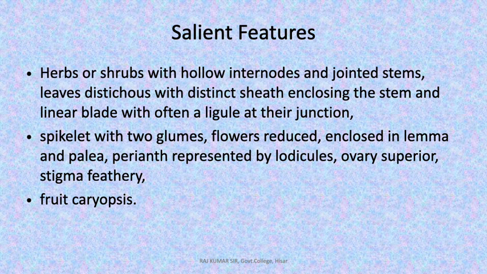The salient features of this family are: it includes herbs or shrubs with hollow internodes and jointed stems, leaves distichous with distinct sheath enclosing the stem and the linear blade, with often a ligule at their junction. The family has spikelets with two glumes. Flowers are reduced, enclosed in a lemma and palea. Perianth is represented by lodicules. Ovary is superior and stigma is feathery. The fruit is caryopsis.